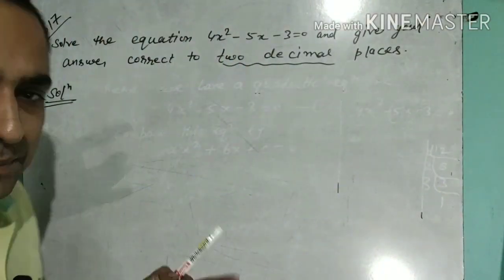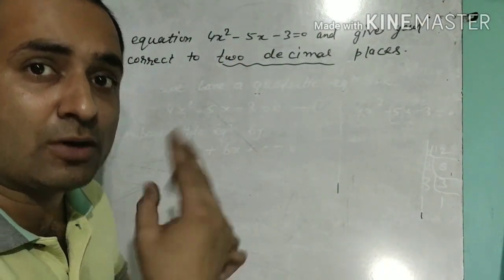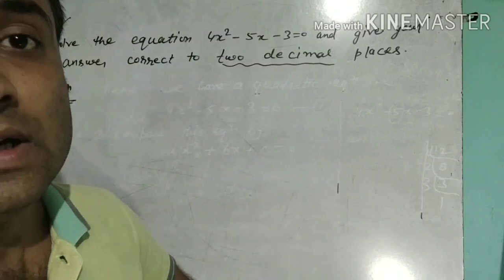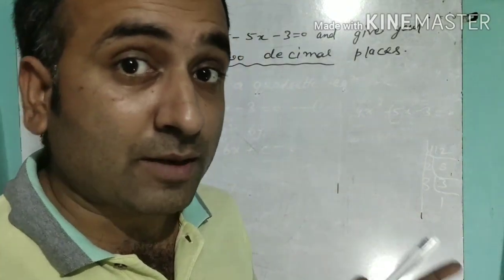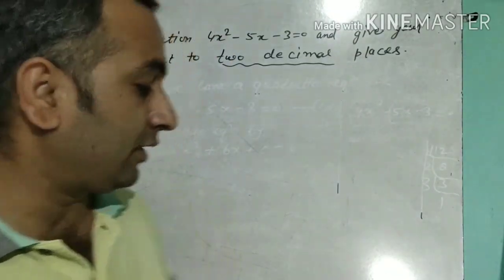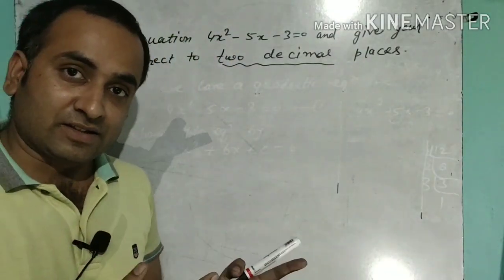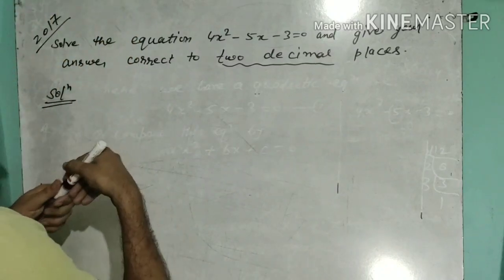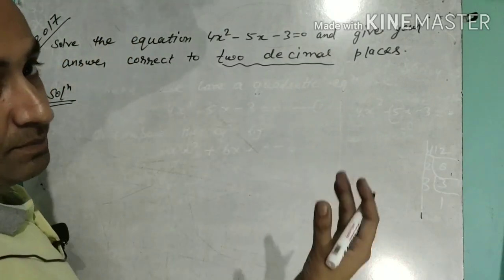There are 2 methods to solve any quadratic equation. At first you will use the simple method, but if you are not able to solve the quadratic equation by the simple method, then you will apply Sridharacharya's formula. So let's start from the simple method.